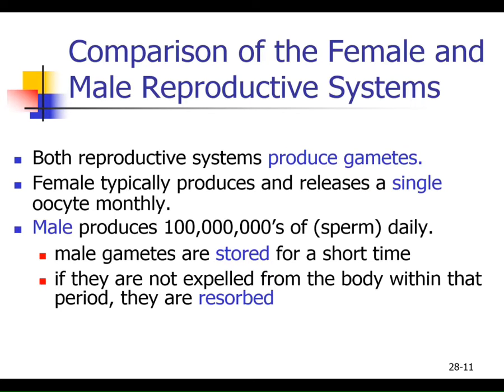Now, both systems are producing the gametes, as we said. The numbers, though, are vastly different. Women are going to produce, on average, 1 egg per month, and males are going to produce hundreds of millions of sperm every day. The eggs will have been made way back in development and stored throughout the woman's lifetime, whereas sperm won't start being produced until puberty, are stored for a relatively short time, and then are either ejaculated or resorbed within the epididymis.